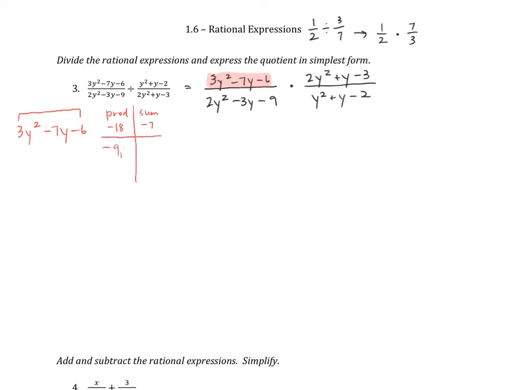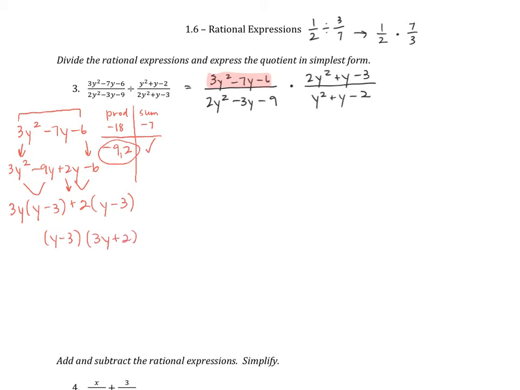And so if we use negative 9 and positive 2, that'll multiply to negative 18 and add to negative 7. So bring down the 3y squared minus 9y plus 2y from the chart. Bring down the minus 6. Now we're going to factor by grouping. So 3y is in common. So we have y minus 3 left. Bring down the plus. 2 is in common. If we divide out a 2, we'll have y minus 3 left. So y minus 3 and then 3y plus 2. So that's the red.